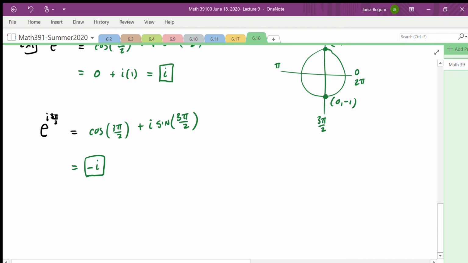So what if you have, say, e to the, wrong color, black. Let's do e to the i times 5 pi over 4. So let's do that one. I'll give you a few seconds to write this down.